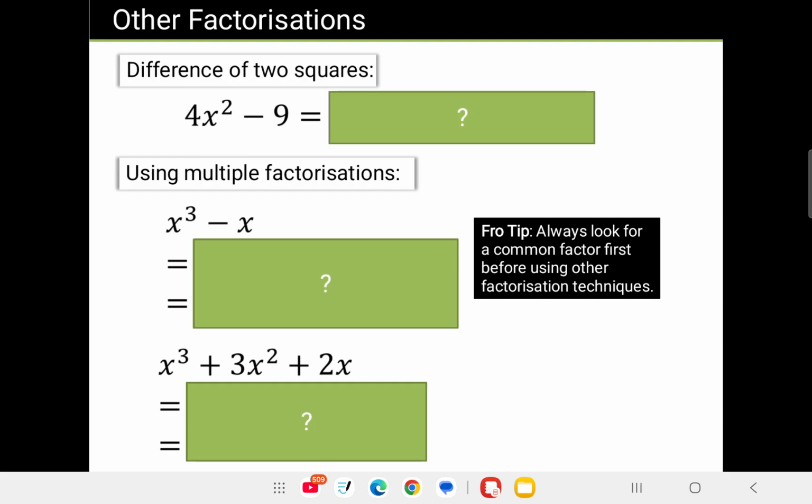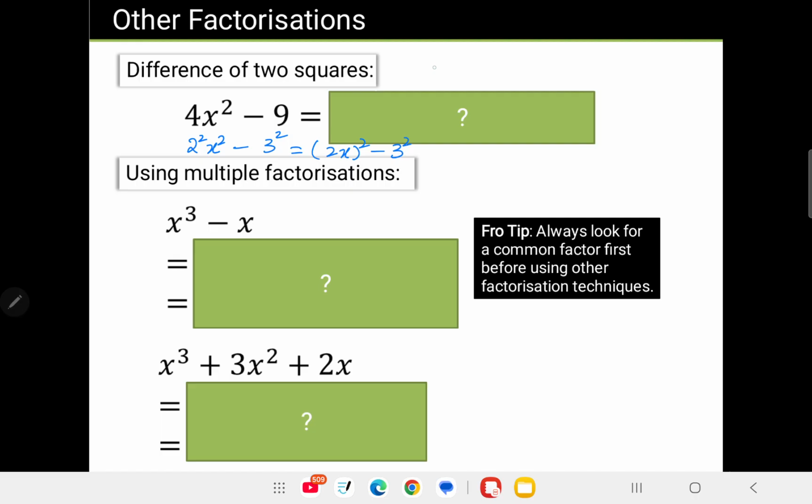So again we have some more factorizations. So the difference of two squares. If you consider this, 4 can be written as 2 power 2 times x power 2, and 9 can be written as 3 power 2, and as a whole it will be 2x whole power 2 minus 3 power 2.